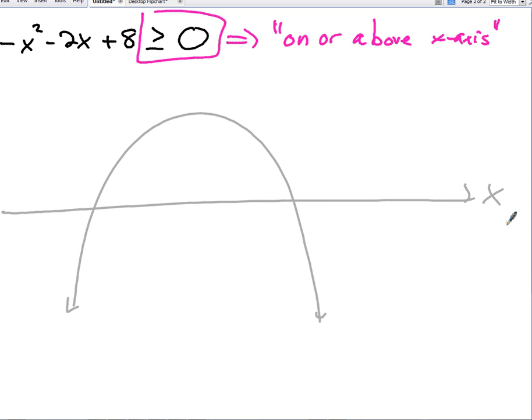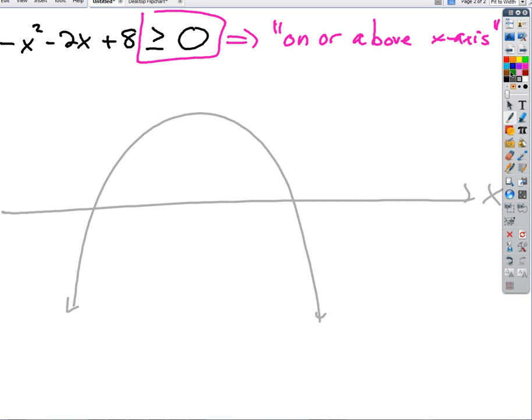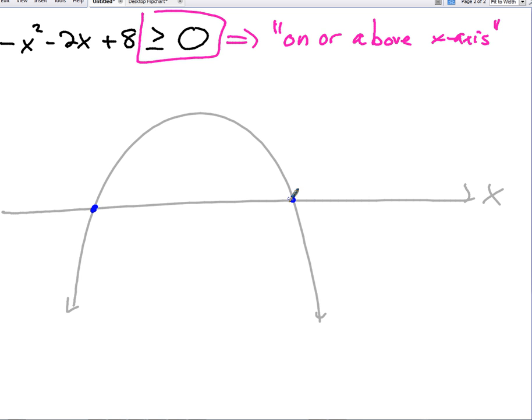So if I'm looking for the part that's on or above the x-axis, which part of the parabola am I looking for? Am I looking for the tails of the parabola or the loop of the parabola? Because it's always one or the other. On or above the x-axis. So which part of this parabola is on or above the x-axis? Yeah, it's going to be the loop, isn't it? I want the part that's on the x-axis or up. So I'm looking for this part right here.